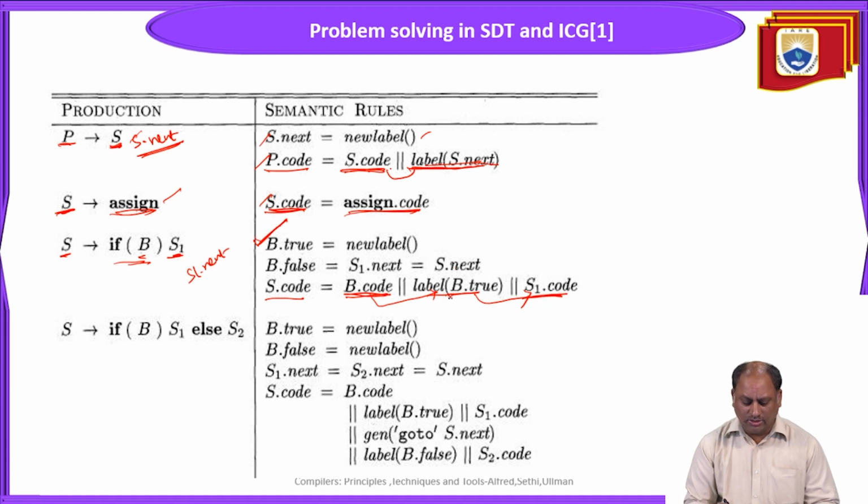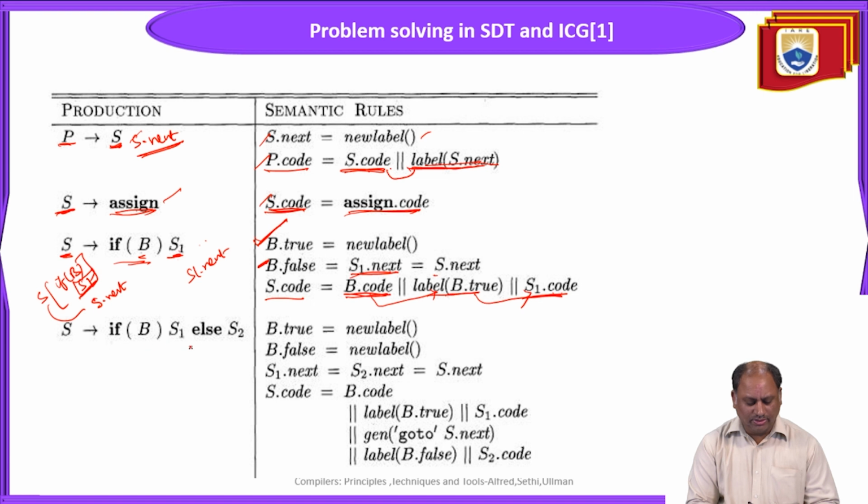Suppose the label is false: B dot true, not B dot true. Suppose it is B dot false, then instead of S1 dot code, it executes S1 dot next. So what is the next statement? S1 won't be executed. The corresponding next of S1 is to be executed. So you can say that it is equal to S dot next. That means for the if condition, S dot next means the if is completed, if B S1. So this is the S block, and after S comes S dot next. So these statements will be skipped off. It won't execute; it goes to the next.